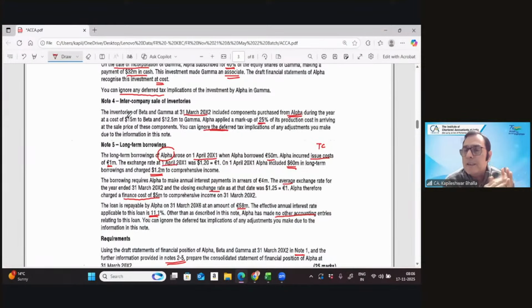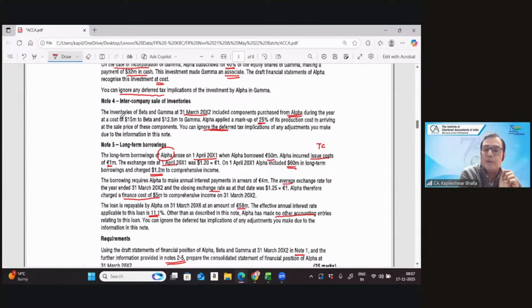So now let's quickly get the inputs in note number 5. It says the long-term borrowings of Alpha arose on 1st April X1, wherein Alpha borrowed a total of 50 million. Alpha incurred an issue expense. The exchange rates are given. Then it says it recorded $60 million in the borrowings and 1.2 million in the P&L. The comprehensive income means the P&L. Then there is some interest payment, and we applied an exchange rate and took the amount in the P&L.